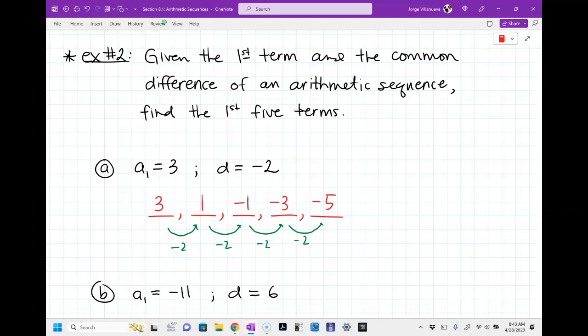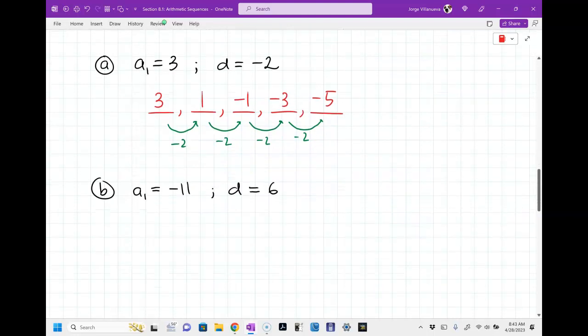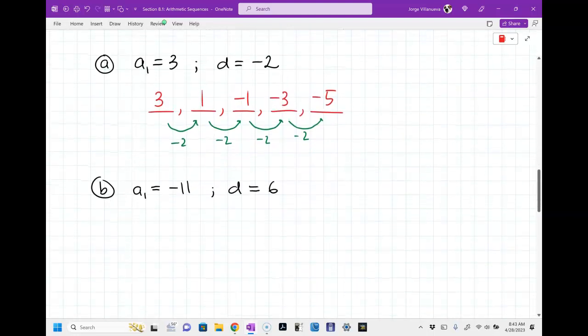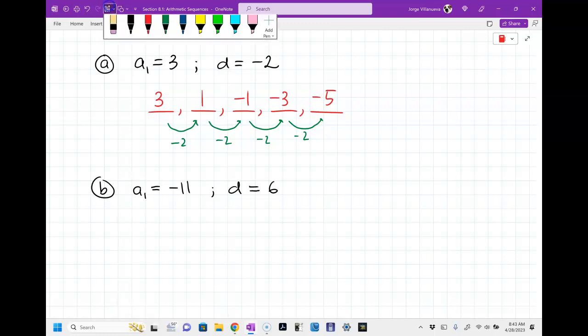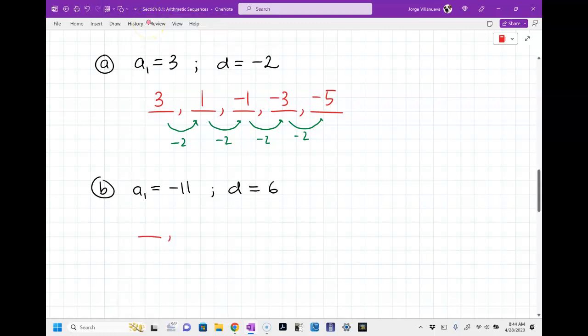That's pretty easy, right? What about this next one? First term is negative 11, and D is a positive 6. So they want 5 total terms. So I'm going to write down 1, 2, 3, 4, 5. And I get to start with negative 11, right? That's my first term, negative 11.